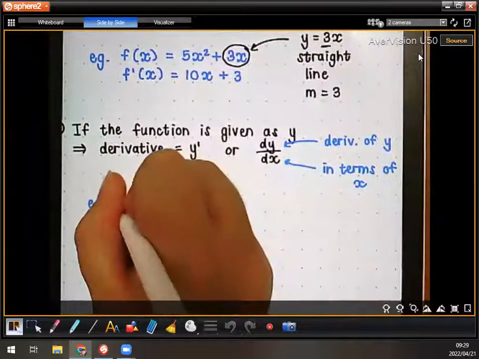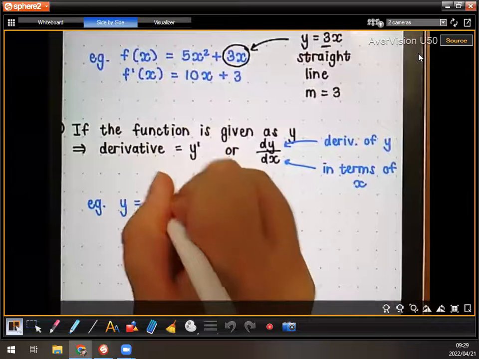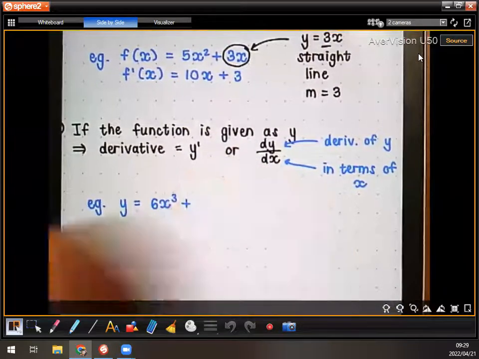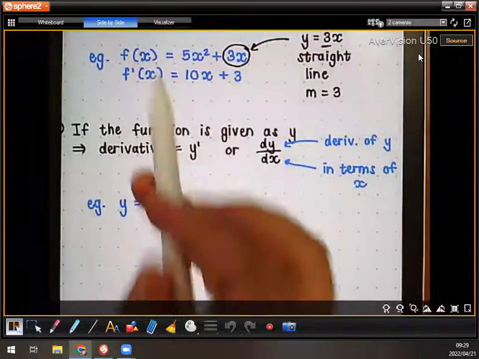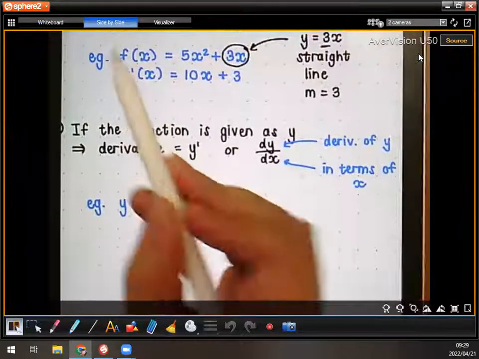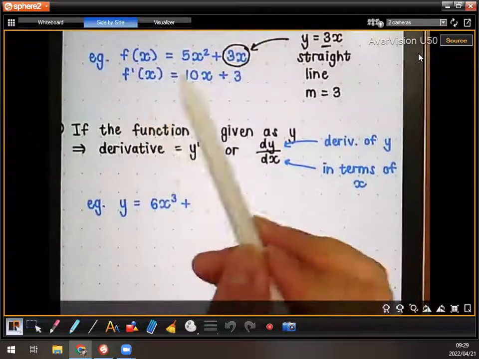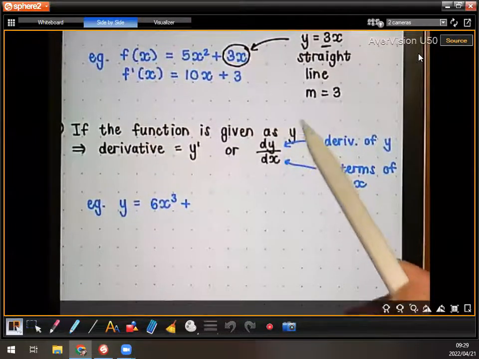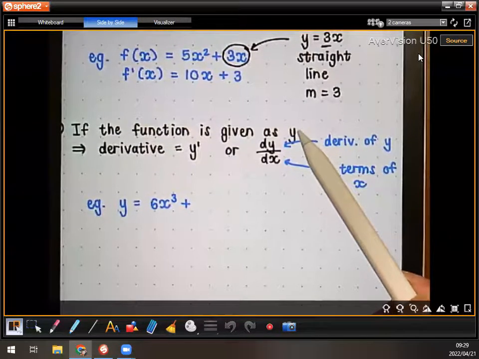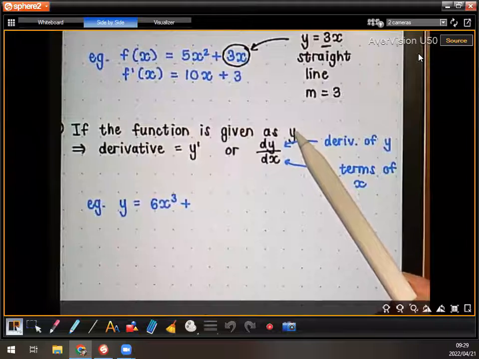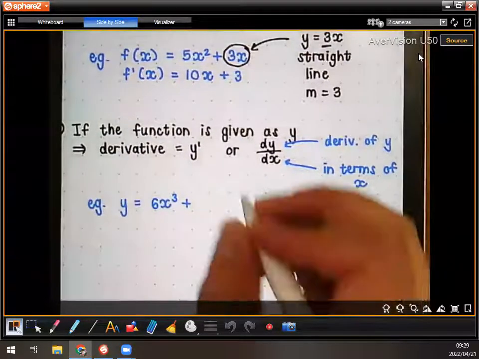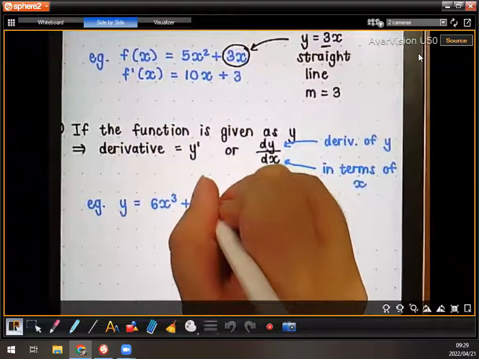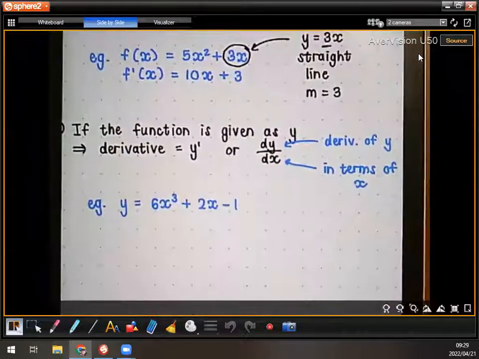When you write that in the formula, you say f of x plus a, so it's not f of x, but how do you write it? Then you would just use a g or whatever other letter. Because remember with function notation, they can use any letter here. So the function is going to start y equals, and the formula is 6x cubed plus 2x minus 1.